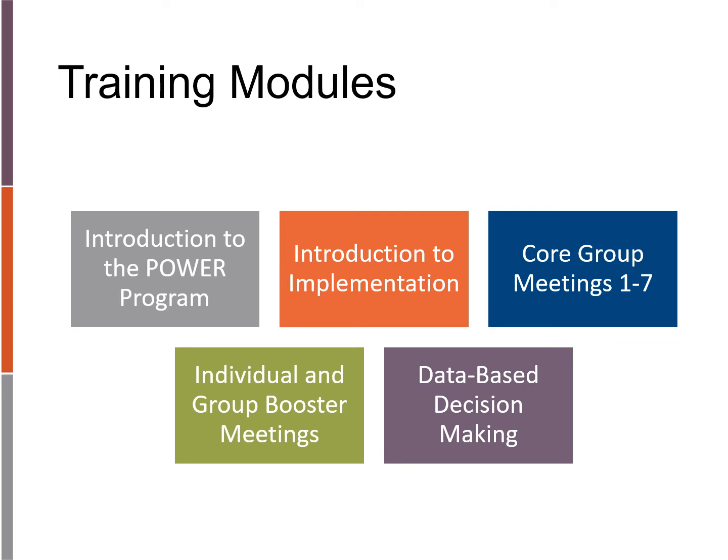There is an introduction to the POWER program that is intended to be watched by anyone who wants more information about the program. This module, Introduction to Implementation, is an overview for the program implementers. There is 1 module for each group meeting 1 through 7, and another module each for the optional booster group meeting and booster individual meeting. Finally, there is a module for data-based decision-making for the team at the school who is charged with monitoring Tier 2 interventions.